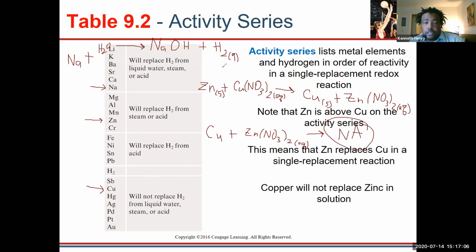Okay, so here, these guys are going to replace the H2 from steam and just an acid. So they can't do liquid water, they're not as strong, right? And then these guys can only replace it from an acid. So these guys won't react with liquid water or an acid or steam, okay? Do you guys get that? Yeah. So you'd expect to see no reaction to occur if you had these metals in with water or an acid or steam.